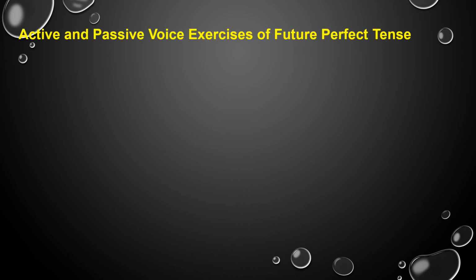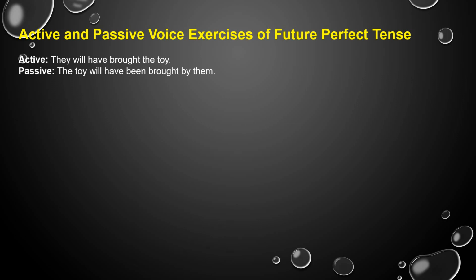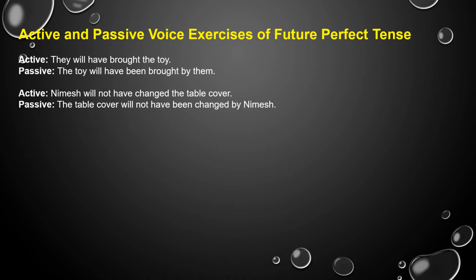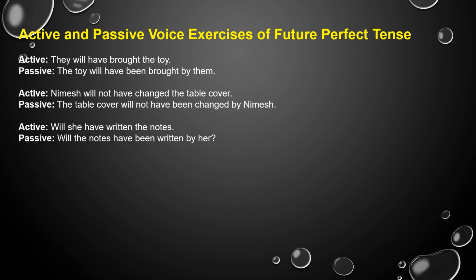Active and passive voice exercise for the future perfect tense. Active: they will have bought the toy. Passive voice: the toy will have been bought by them. Now active voice: Nimsa will not have changed the table cover. The table cover will not have been changed by Nimsa. Next, active voice: will she have written the notes? Will the notes have been written by her?